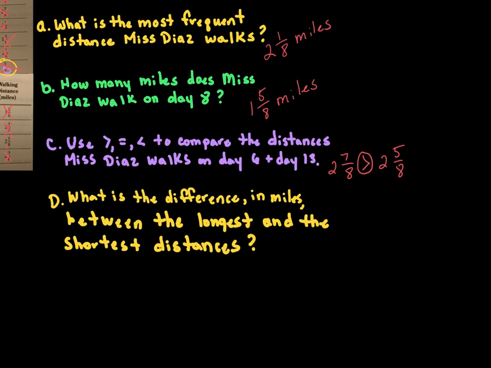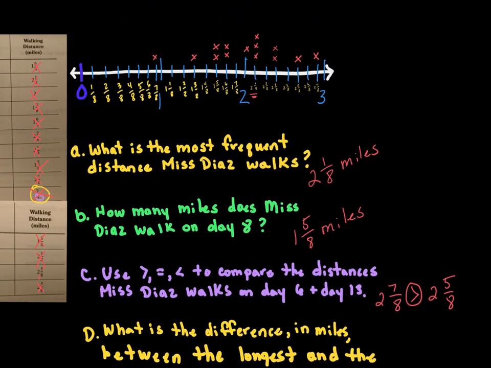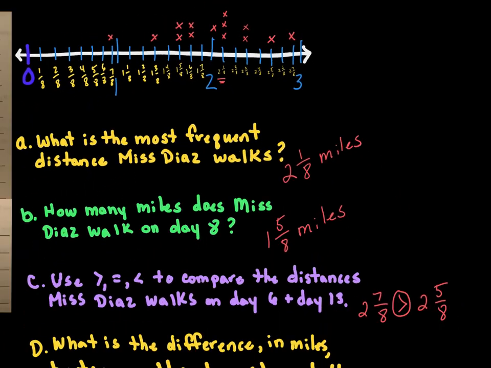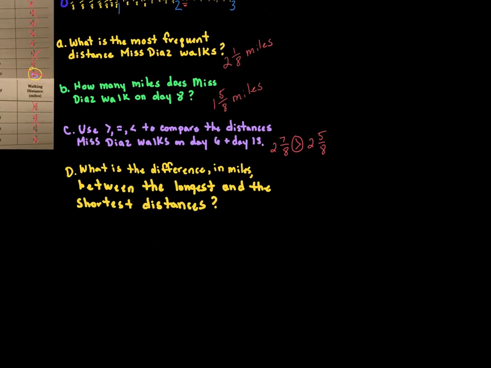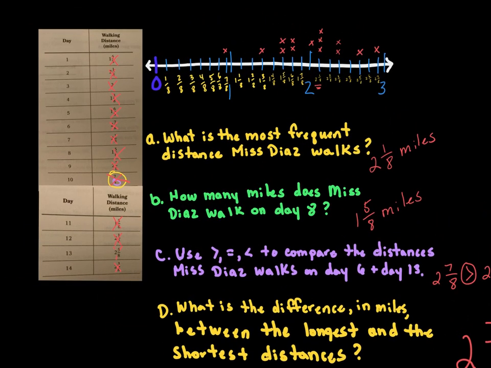Okay. What is the difference in miles between the longest and the shortest? So the longest was 2 and 7/8, and the shortest was 7/8. So 2 and 7/8 minus 7/8, well, that just gives us 2 wholes. So it's about 2 miles between the longest and the shortest. So again, great way of displaying the data so we can easily find the answer to these questions.